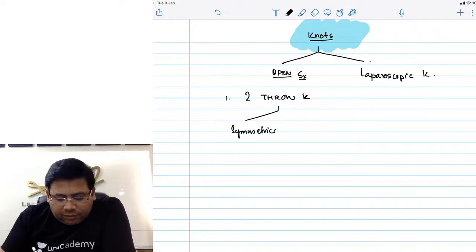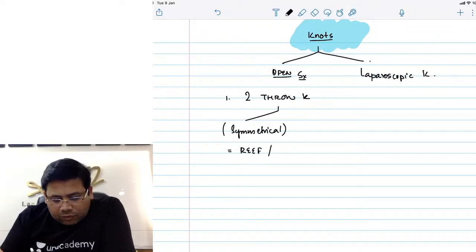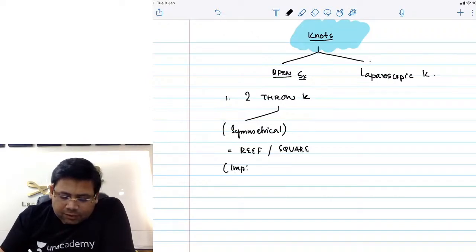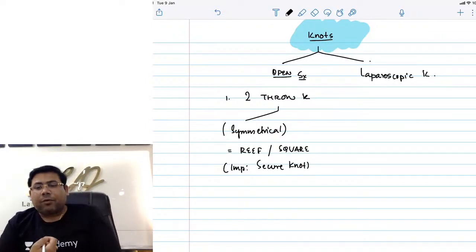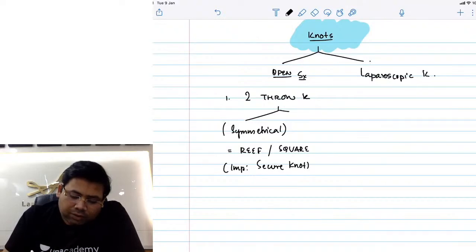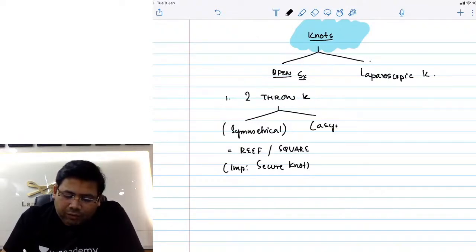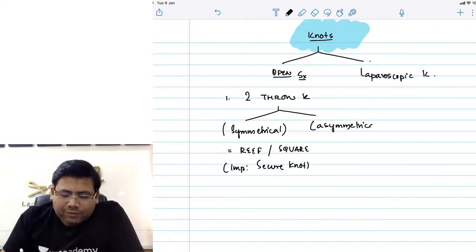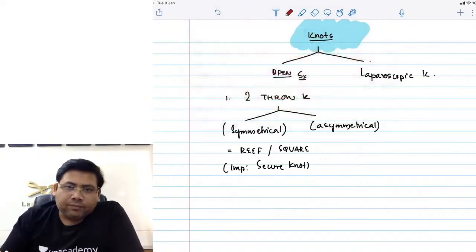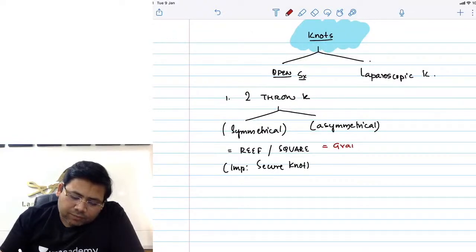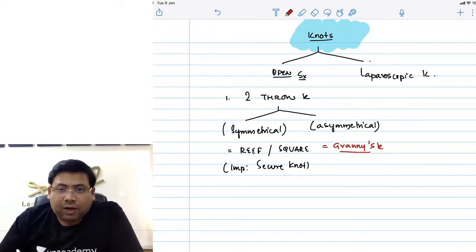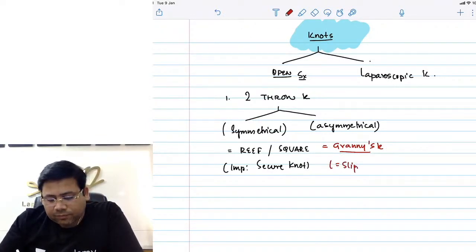What is this symmetrical? This is known as a reef. This is also known as a square knot. Important is this is a secure knot, so it is not going to slip off. When we talk about the other one, the two-throw asymmetrical knot, what is this all about? Bache, this is known as granny's knot. This is always, you have to understand, a slip knot.